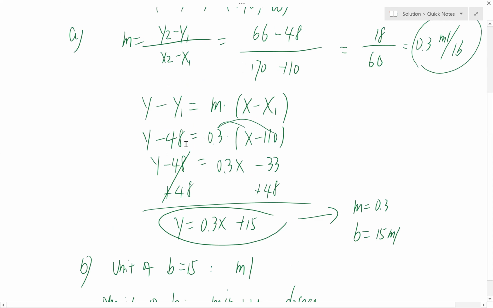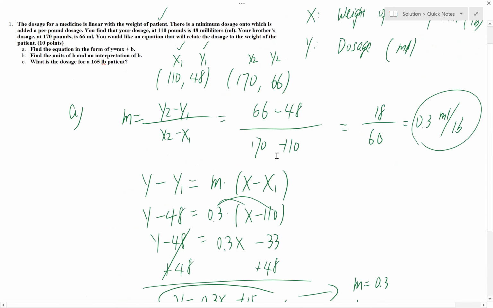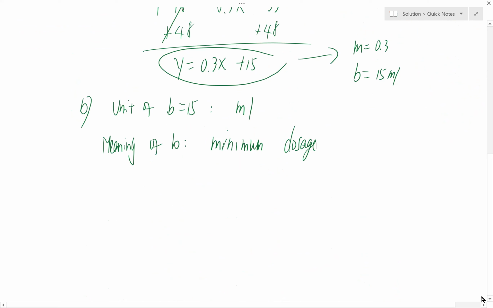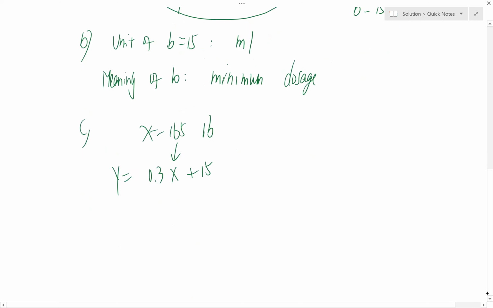And then, what's the dosage for a 165 pound patient? Whenever you're using the model, you mainly use it to make a prediction about the unknown condition. In this case, X is 165 pounds. It wasn't indicated in the question itself. So we use the model. Once we have the model, we use it to find out the designated dosage. So now throwing this 165 in for the X and get a Y value.